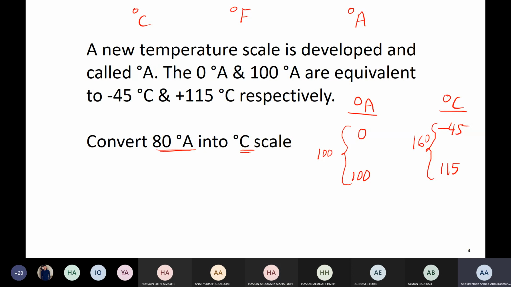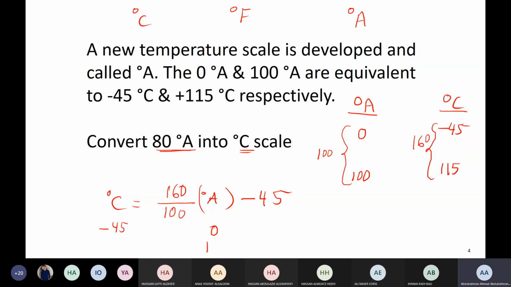If I want to change A into C, degree C equals degree A multiplied by 160 and divided by 100, which is the range. And then I have to subtract 45. Why did I subtract 45? Because let's apply whatever is written for us here. If A is 0, then what will be C? Minus 45. Correct.